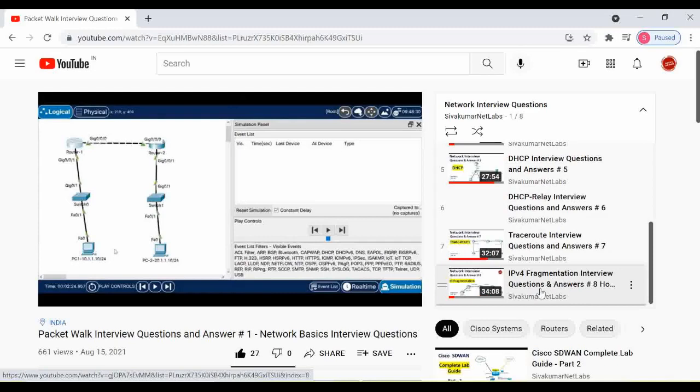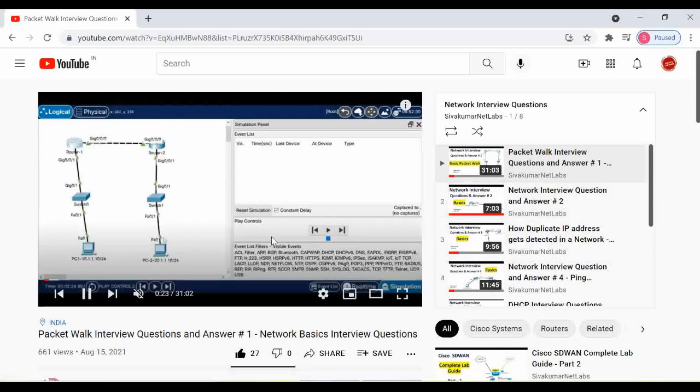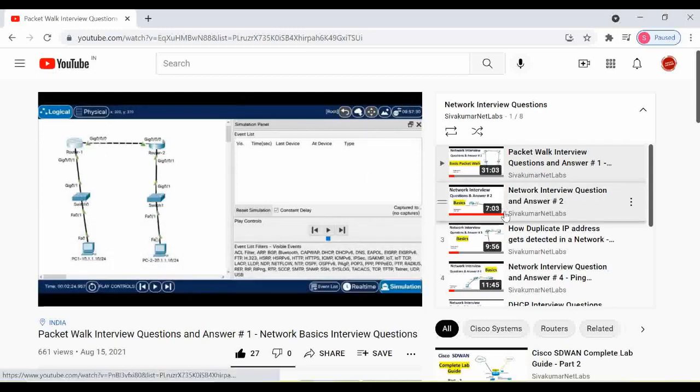I have questions about IP fragmentation, traceroute, DHCP, about the packet walk. So if you are preparing for network interviews, make sure you watch all these videos. Also, if possible, practice in the Cisco Packet Tracer and understand each topic. I will keep adding about all the network technologies like OSPF, BGP, VRRP in the upcoming videos.